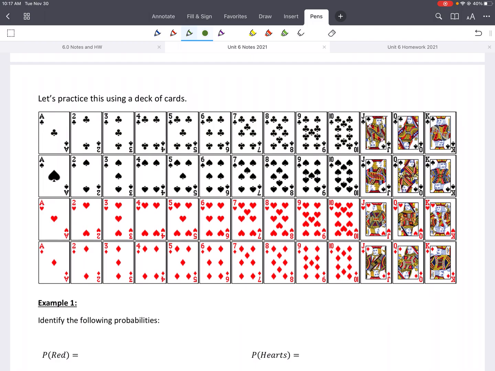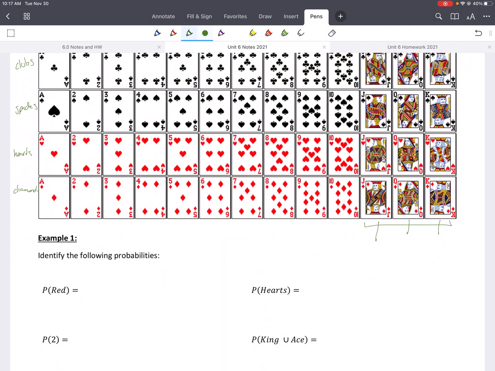Okay, so this is clubs, in case you're not, this is spades, this is hearts, and this is diamonds. Okay, these are called face cards. We have Jack, Queen, and King. So I think with that information, we should answer a lot of these questions. So what's the probability of picking, if you randomly select a card, what's the probability of picking a red?